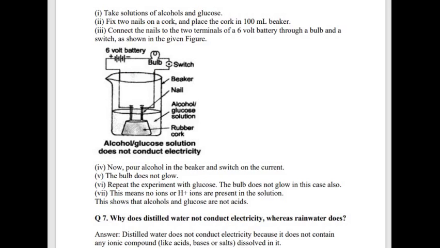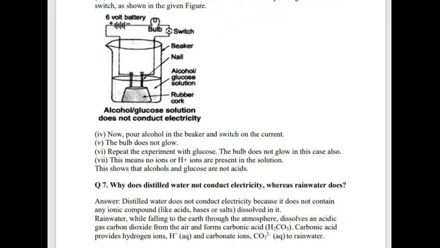Then we will connect a battery and a bulb to the 2 terminals between the 2 nails, as shown in the figure. And then we will pour alcohol in 1 beaker and glucose in another beaker. But the bulb will not glow in either case, since current is not conducted in any of the circuits, which means that there are no ions present in the solution, or we can say that there are no hydrogen ions in the solution, which clearly shows that alcohol and glucose are not acids, right?